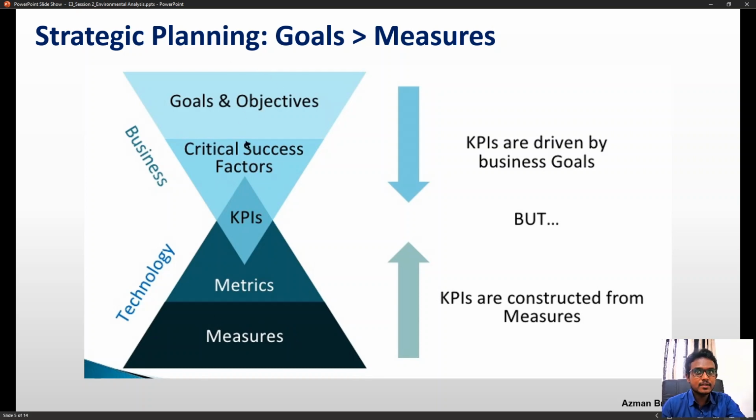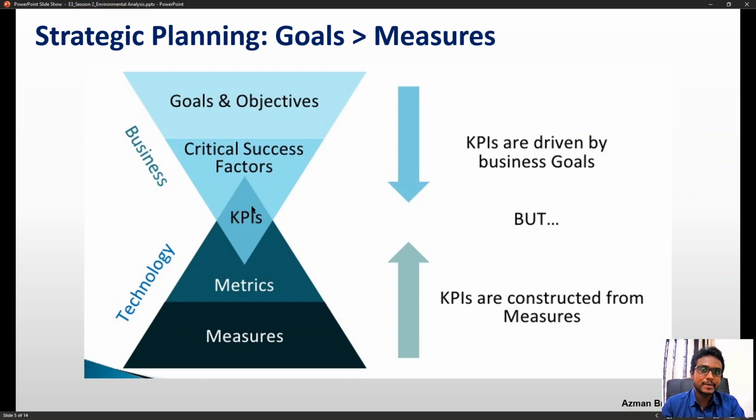So between the goals and objectives and the measures, there are so many aspects that we need to think about that translate your idea, your expectation into something quantifiably measurable. So goals and objectives lead to identification of critical success factors, and to understand how to achieve critical success factors, you use KPIs, key performance indicators, and these KPIs can be quantitative or qualitative, but either way they should be measurable.